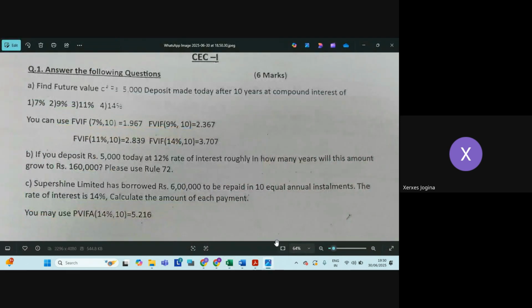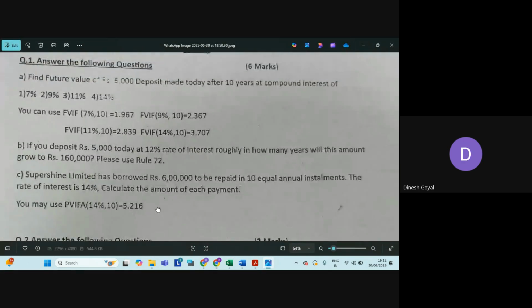Fine, sir. Right? See, these are very simple questions. 6 marks means 60 marks. But as it is scaled down, they have written 6 only. Our 60 marks will be scaled down to 6, 100 marks will be scaled down to 10 in the final sem 1 result, right? Yes, sir.